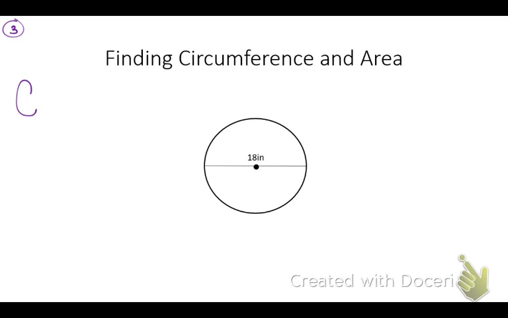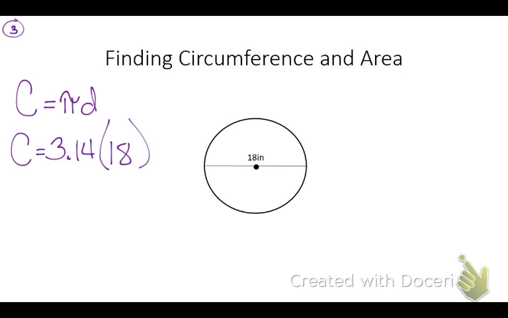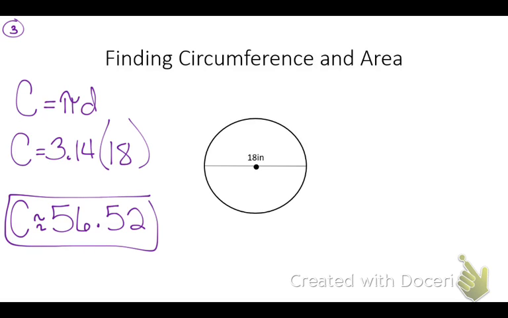Circumference, which formula? C equals? D times pi. Pi d. So C equals 3.14 times the diameter of 18. What's 3.14 times 18? 56.52. All right, just some simple multiplication there. Now why did I approximate it? Because it's not exact. Yeah, it's not exact. Anytime we're dealing with pi, it's not going to be exact.